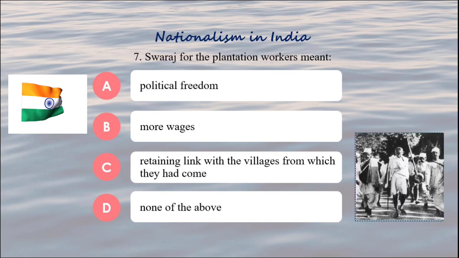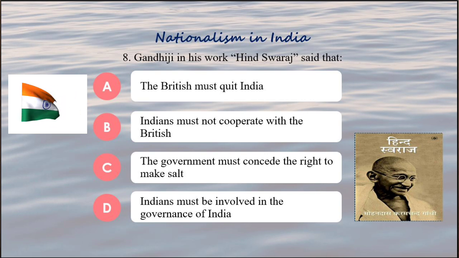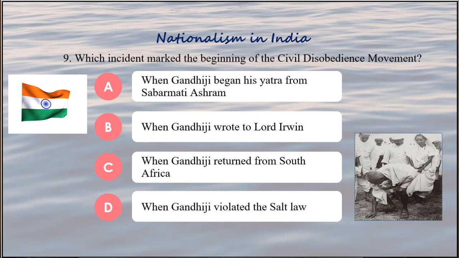Swaraj for the plantation workers meant retaining link with the villages from which they had come. So option C is correct. Gandhiji in his work Hind Swaraj said that Indians must not cooperate with the British, so option B is correct. Which incident marked the beginning of the civil disobedience movement? When Gandhiji violated the salt law, so option D is correct.